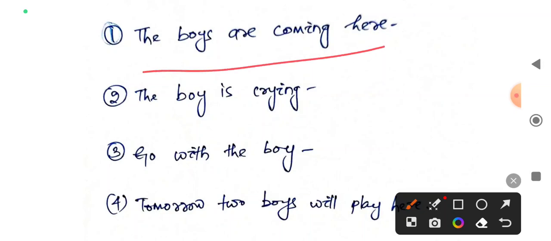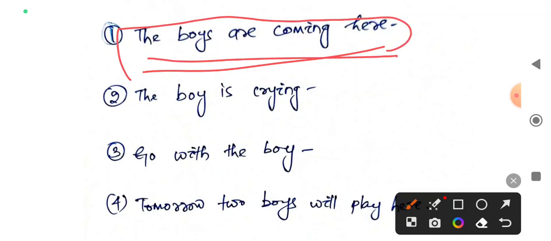Now what will we do? First we will see, is this a sentence or not? The boys are coming here. Yes, it is a sentence, because a group of words is there, and the group of words gives a complete sense to us. We can understand it. It is written in the present tense, because the verb part has the primary auxiliary "are" in present tense. It is present continuous, because the activity is going on. The boys are coming here.